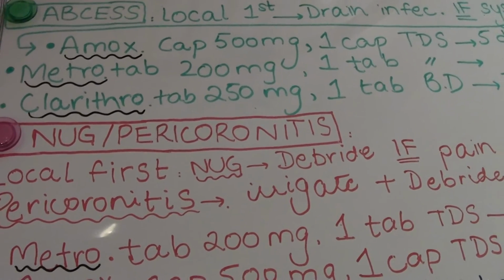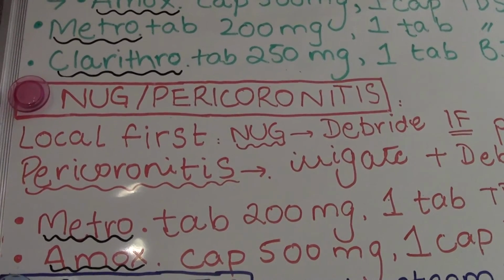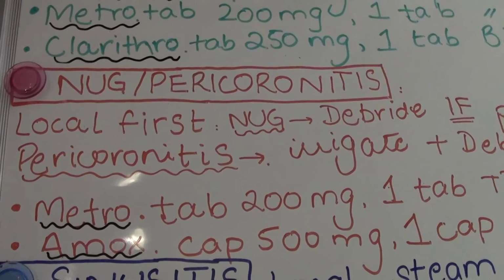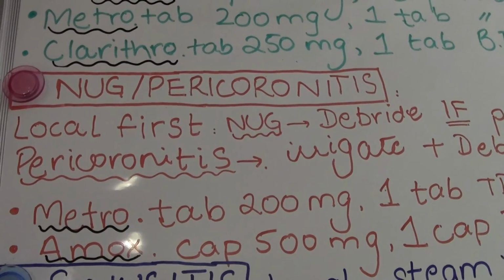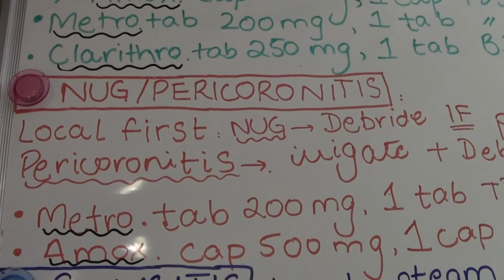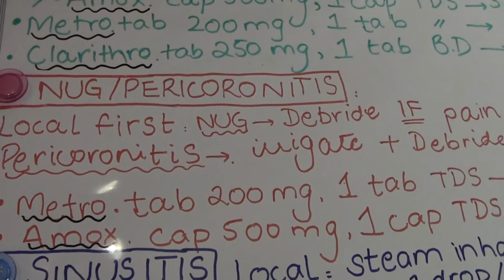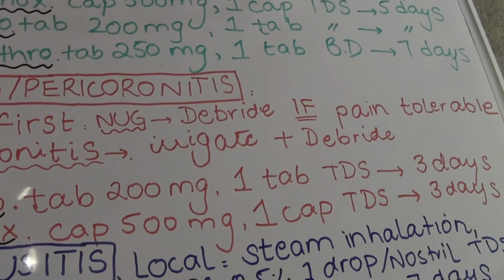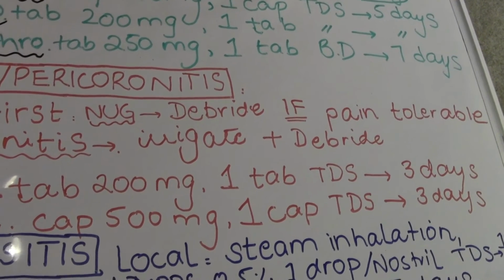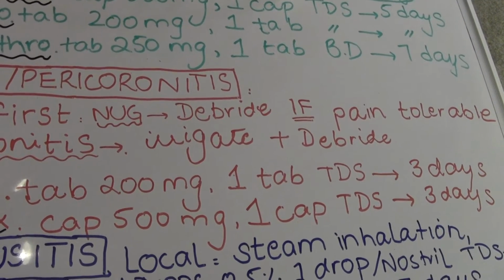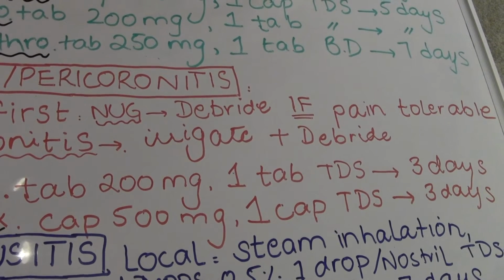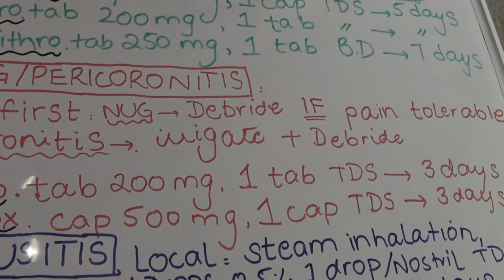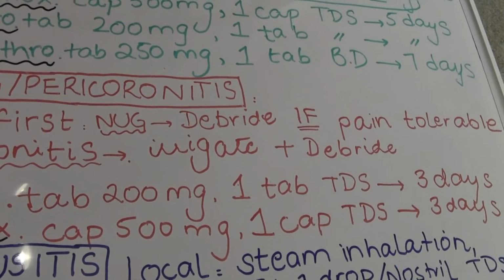Now coming to NUG and pericoronitis. For necrotizing ulcerative gingivitis or periodontitis, and for pericoronitis, the drug regimen is the same. First of all, we're going to do our local treatment. For patients with necrotizing ulcerative gingivitis or periodontitis, we're going to try and debride supra and subgingivally if the patient can tolerate the pain. Usually the patients are in a lot of pain, so they can't really tolerate the pain. If they can, try to do it supragingivally at least. If they can't tolerate the pain, then we have to institute medication straight away.